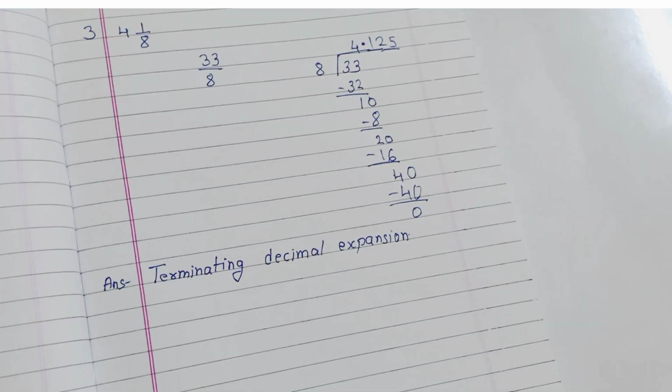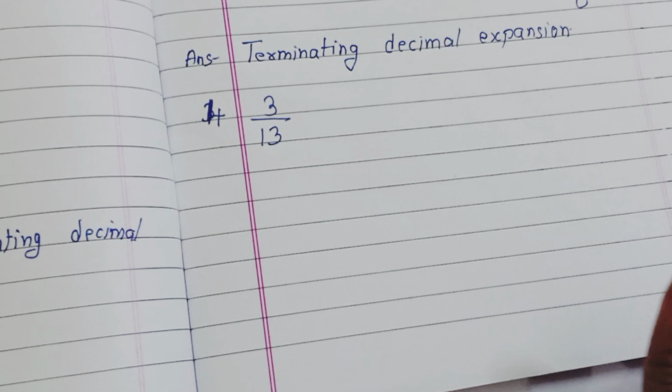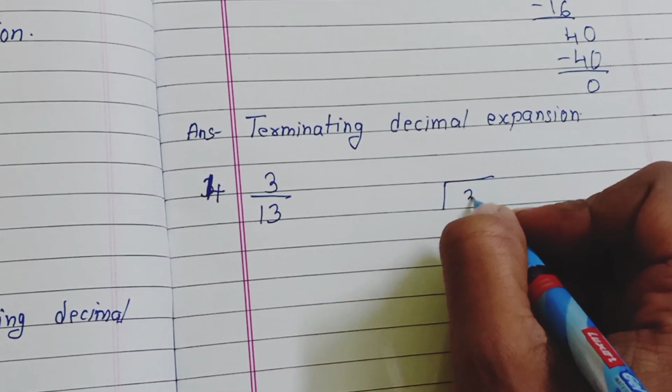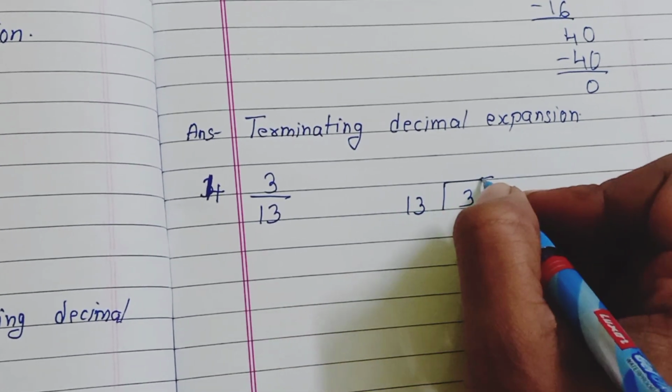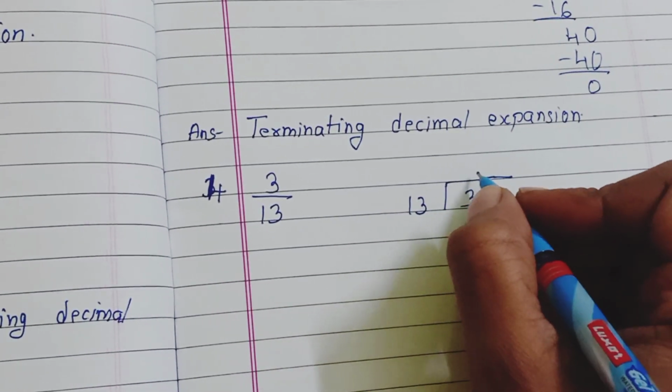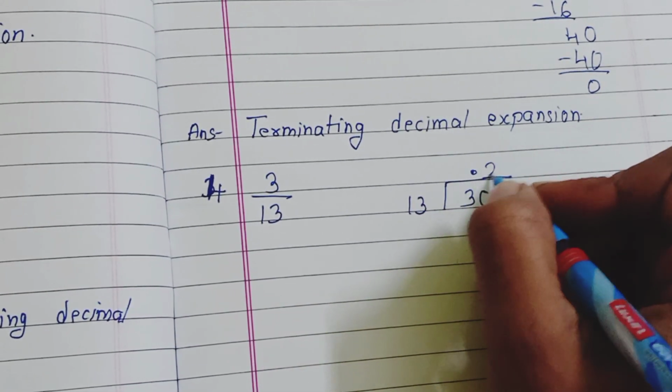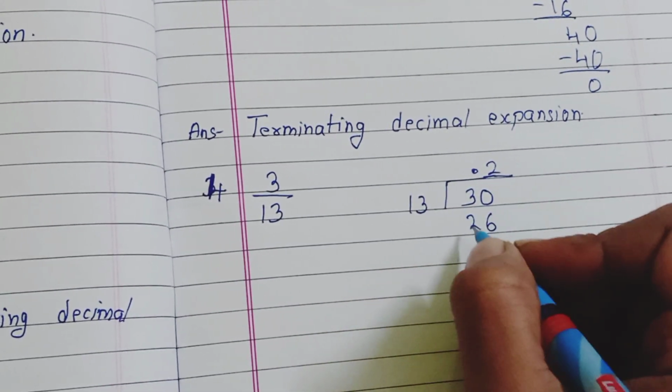So this one is done. So this is our fourth one. Same procedure. 3 inside, 13 outside. 3 is smaller than 13, so we have to put a decimal here so that we can place a 0 here. 13 2s are 26.